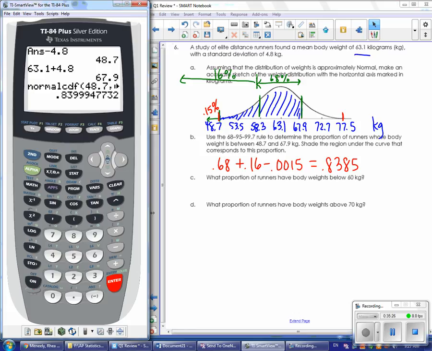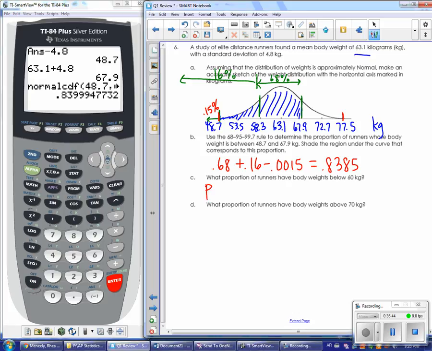Letters C and D, you actually need to use your calculator because in letter C it's saying what proportion of runners have body weights below 60 kilograms. Well, 60 is not marked as one of the standard deviations away from the mean, so I have to use my calculator to do this. And remember, with these problems, you need to make sure that you're using appropriate notation. So if I'm letting X represent the weight in kilograms, always define your variable. I'm looking for the proportion of values then that are below 60.